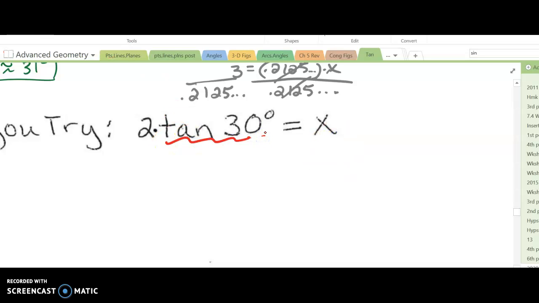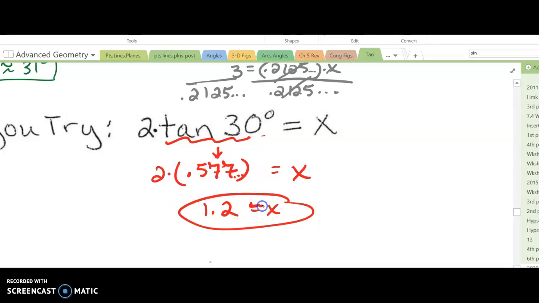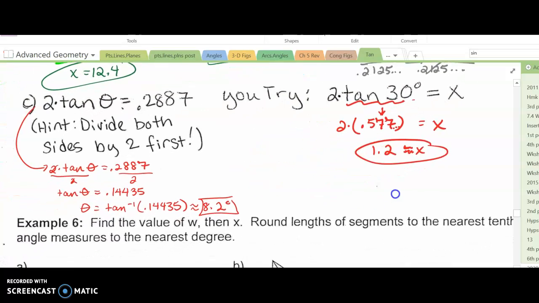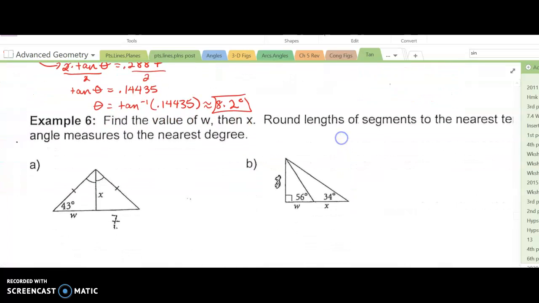Tan 30 in your calculator is 0.577 is what this is. And so you're really just multiplying 2 times 0.577 is all you're doing. So in your calculator, that comes out to be 1.2. And we should do squiggles because that's approximately, I'm rounding. Okay, so that's the end of this video, and then I'll see you for the last example 6.